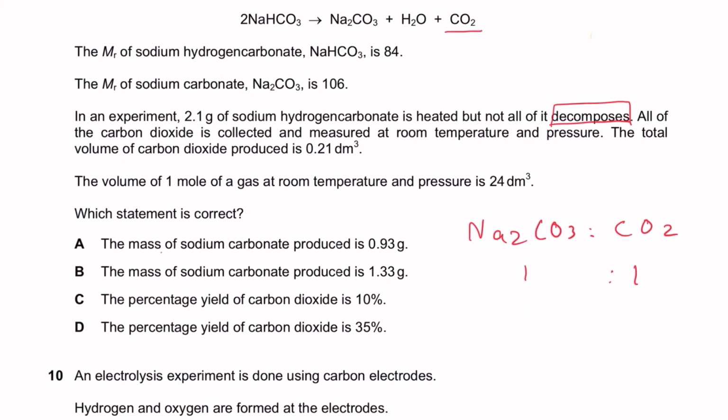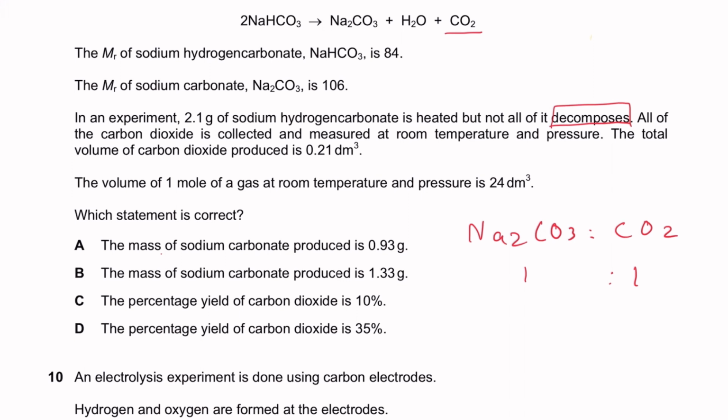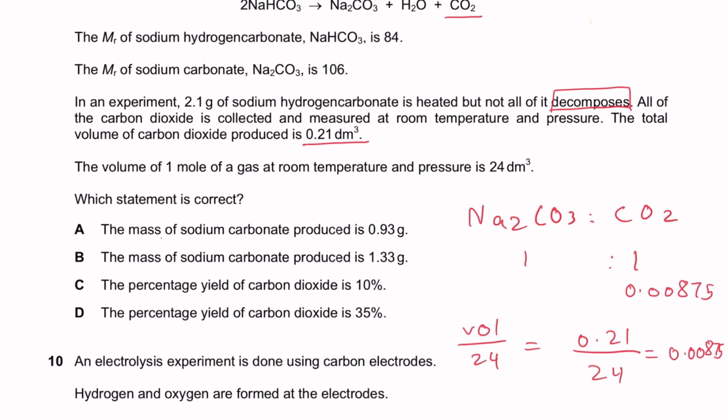Now you can find the moles of carbon dioxide by volume divided by 24. So the volume of carbon dioxide is given, 0.21 divided by 24. It will give you 0.00875 moles. So you have 0.00875 moles of carbon dioxide. And you will have the same number of moles for sodium carbonate, because it's 1:1.